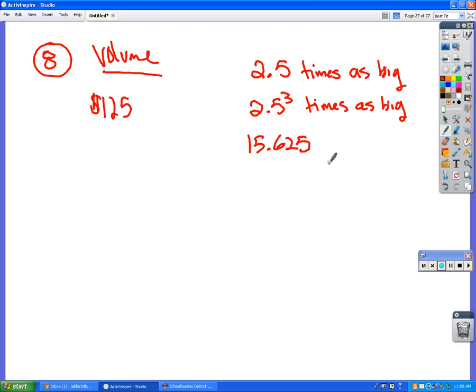So if it costs $125 to cool the smaller place, and the other one has a volume that's 15.625 times as big, what do I do with these two numbers? Multiply those together, and that means that it'll cost $1,000. Nicely done. He was right on that.